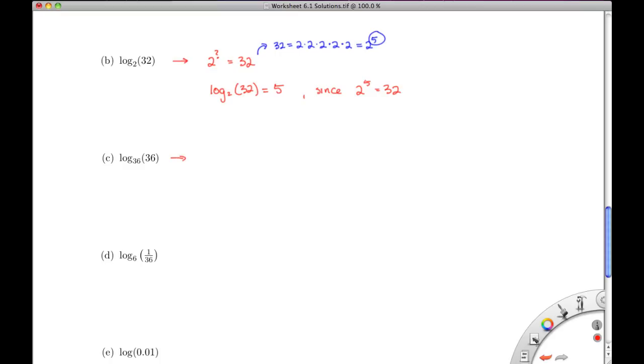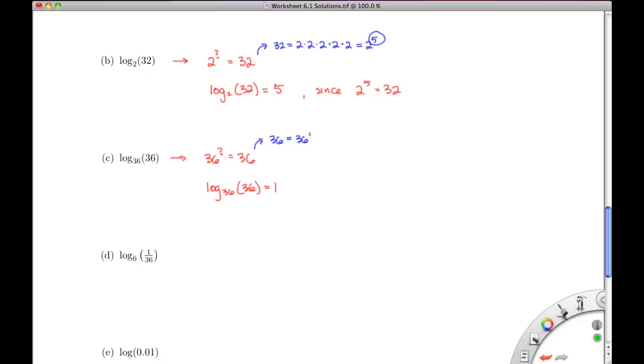Part C, we can rewrite this. So we want to ask ourselves, 36 to the power of what is going to give us 36? Well, this is somewhat trivial. We know that 36 is just 36 to the power of 1. So the number is going to be 1, that the value of our logarithm is. So we can rewrite this by saying that the log base 36 of 36 is just equal to 1.